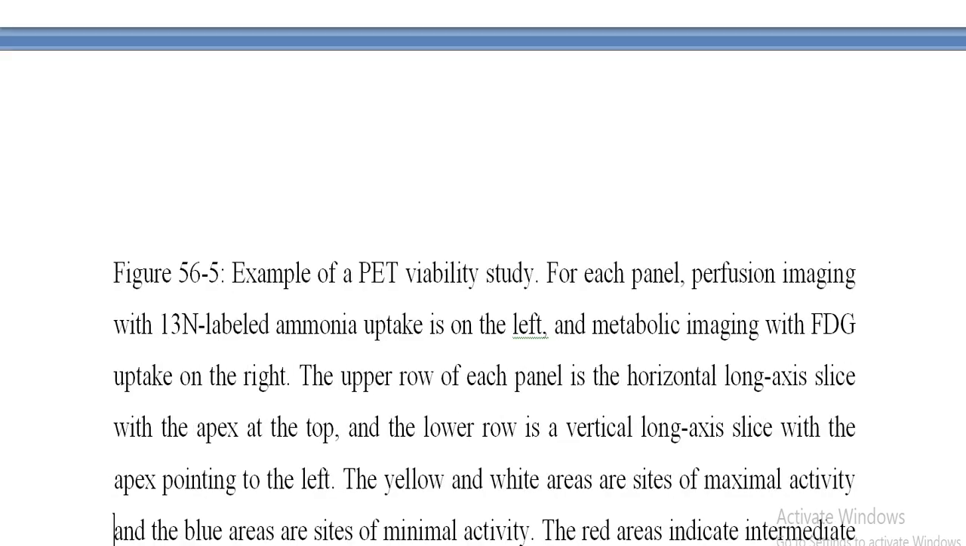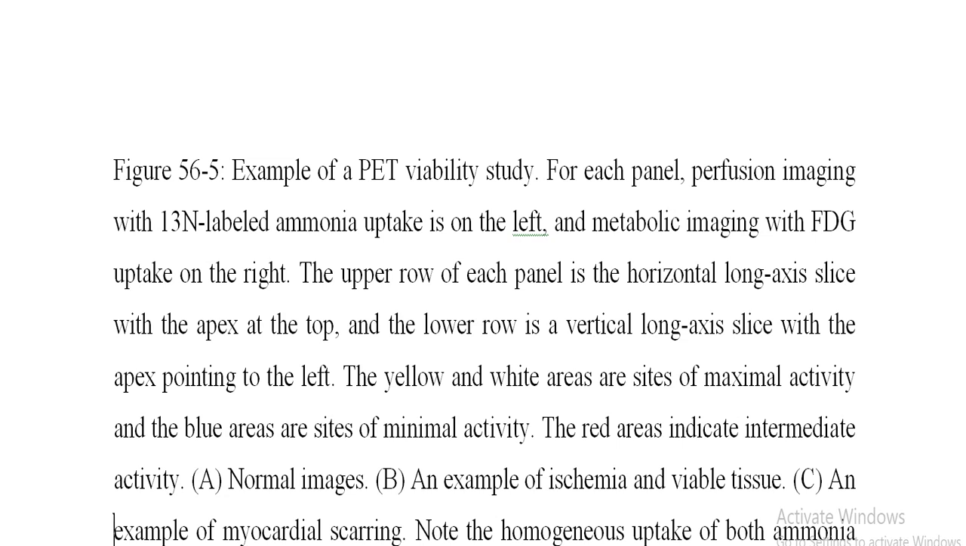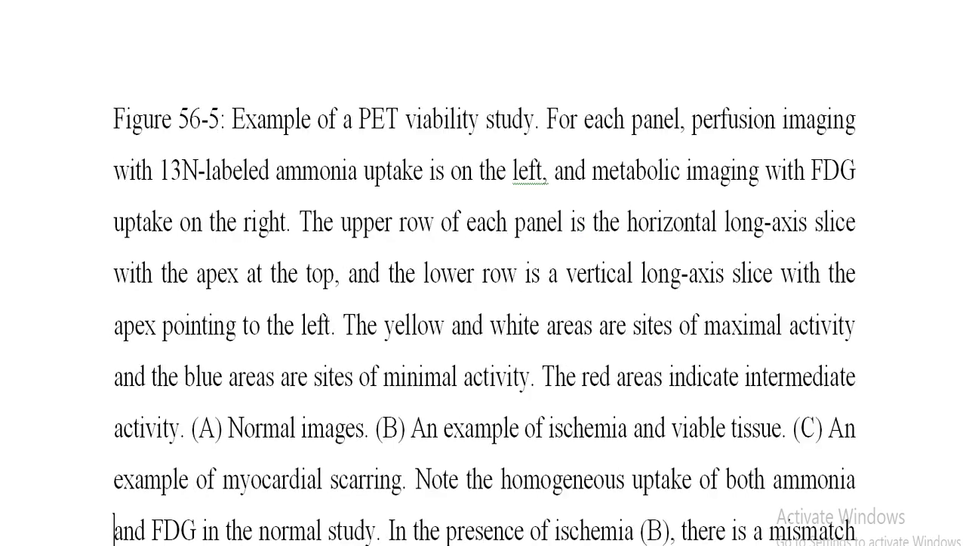Figure 56-5, example of a PET viability study. For each panel, perfusion imaging with 13N labeled ammonia uptake is on the left, and metabolic imaging with FDG uptake on the right. The upper row of each panel is the horizontal long axis slice with the apex at the top, and the lower row is a vertical long axis slice with the apex pointing to the left. The yellow and white areas are sites of maximal activity and the blue areas are sites of minimal activity. The red areas indicate intermediate activity.